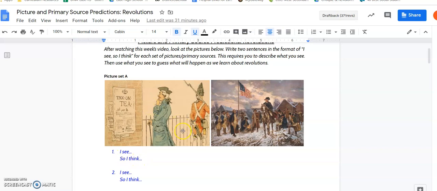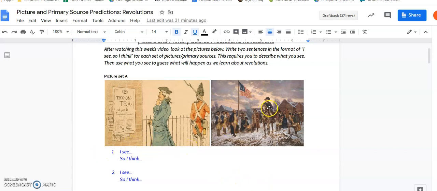So for picture set A, I see a man looking at a sign that says tax on tea. I see a soldier with a different color. So I think the soldier is for the government in power. I see the man looking at the sign about taxes on tea. So I think the man is not happy about paying taxes on tea.